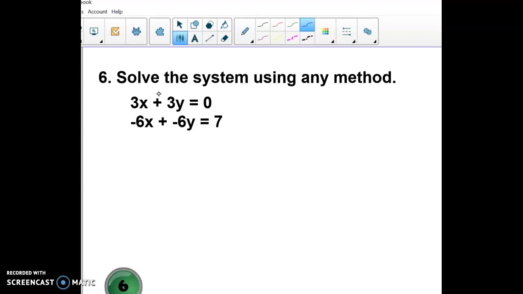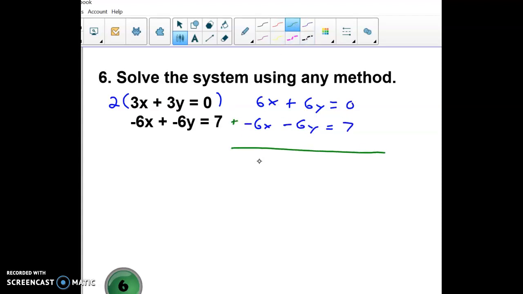x and y are on the same side for both equations, so the combinations method will work pretty good. Combinations or elimination. I'm just going to take this one times 2 so that the x's will cancel. So the top one I'm rewriting, just everything is doubled, and the second one we're going to leave the same. Add these together. And the x's cancel out, gives you 0. The y's cancel out. And then this side we get 7.